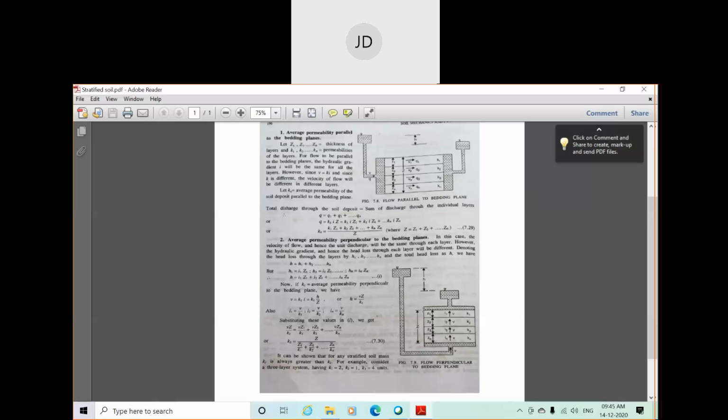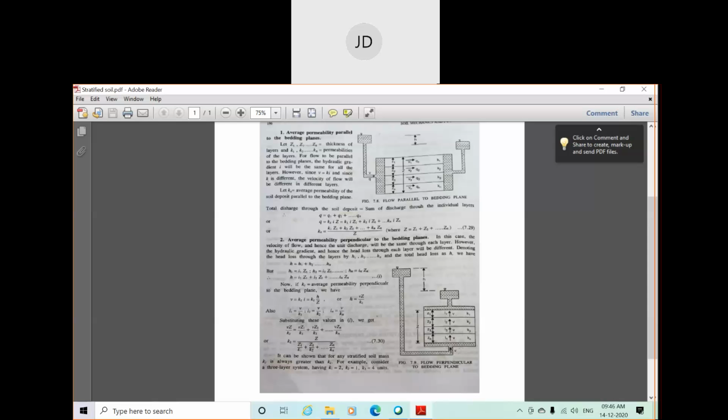But when we discuss perpendicular flow, that is, when the flow is perpendicular to the bedding plane, now you can see the difference. The arrangement of the stratified soil is the same, along the horizontal direction only, but the water entry and exit are fitted in a cross-sectional direction.